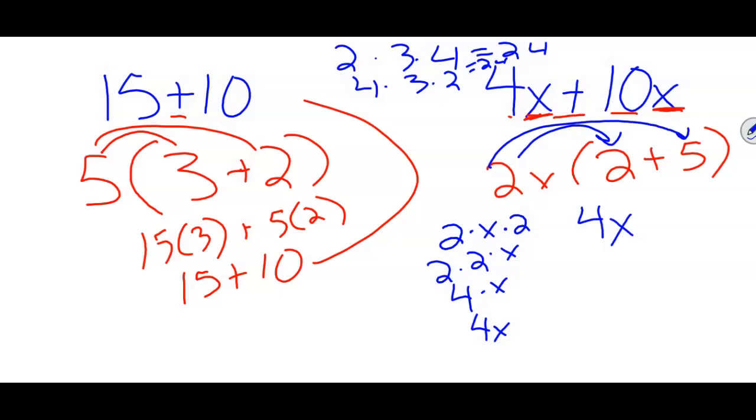Multiply 2x by 5, you have 2 times x times 5, which you can rewrite as 2 times 5 times x. 10x. You alright with that? Sure? Because I'm going to make it a little more challenging. Good? Alright.